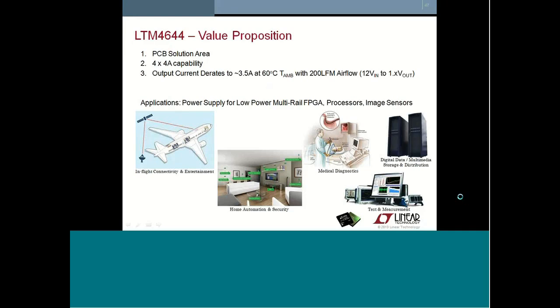In terms of applications, logic processors and image sensors often need more than 2 power rails. So the design team decided to combine 4 rails into one solution for applications where a smaller solution size, and in some cases the resulting weight reduction, is highly valuable. For example, in aircraft.